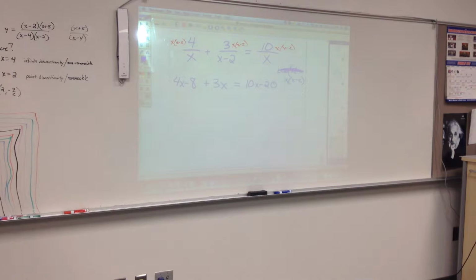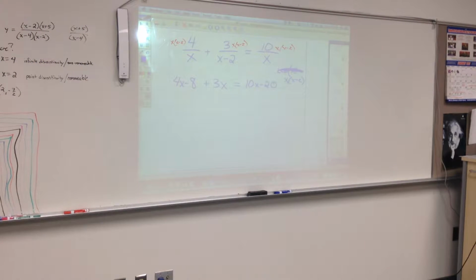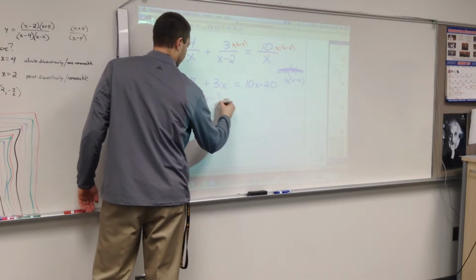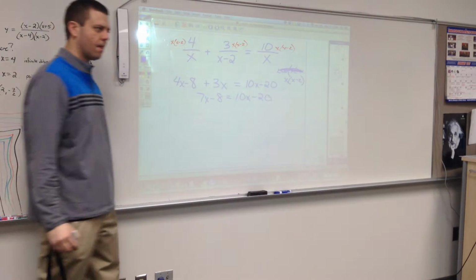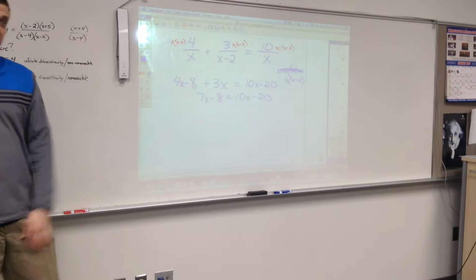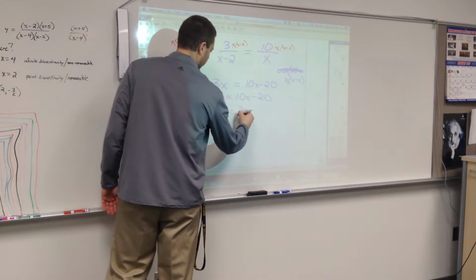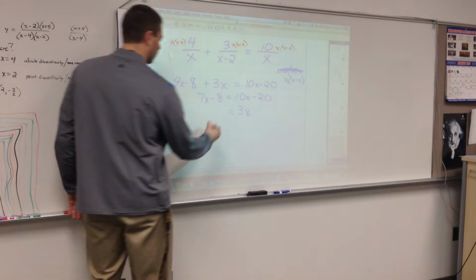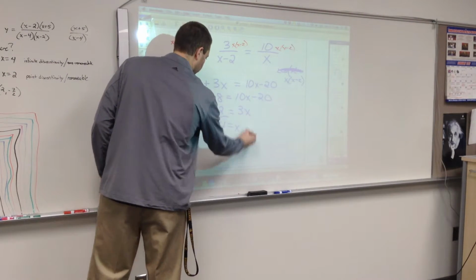I've multiplied both sides of the equal sign by the same thing, and now all of a sudden I have a nice linear equation. Okay? So combine like terms. 7x minus 8 equals 10x minus 20. I'm going to move all my x's to the right side, so I'm going to subtract 7x from both sides. That'll give me 3x here. I'm going to add 20 to both sides. That'll give me 12 here. And x will equal 4 when it's all said and done.